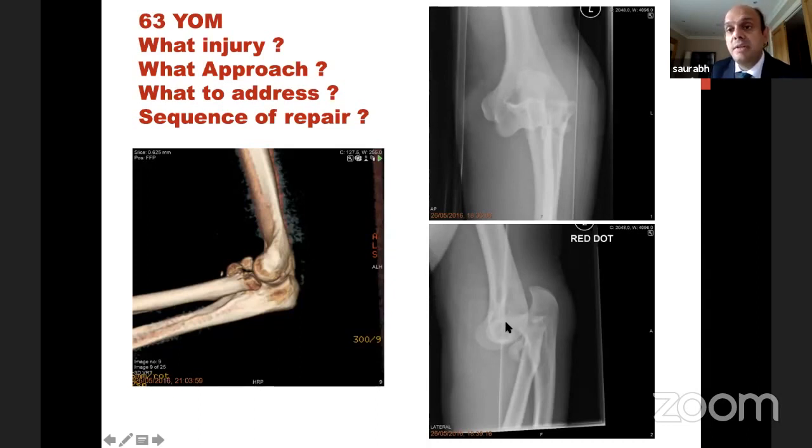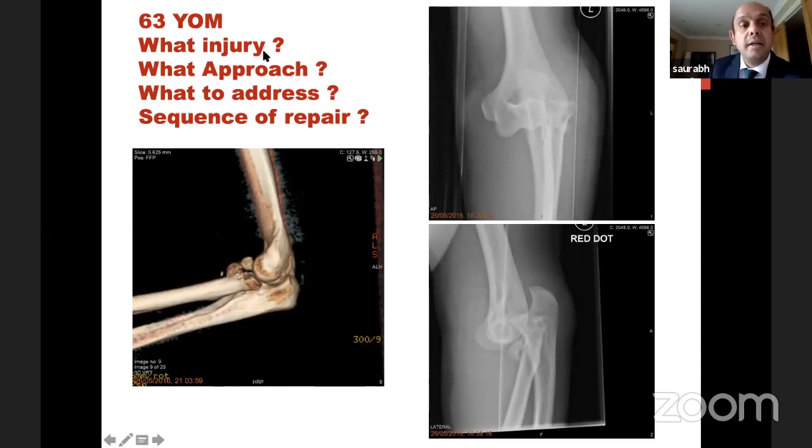So there are four injuries, maximum four injuries can happen. Always get a 3D recon image. That's your best friend, because you can move them around. You can see sagittals and coronals of your 3Ds, and it gives you a great idea about your coronoid fracture. It gives you a great idea about your radial head fracture. So here I can see two pieces.